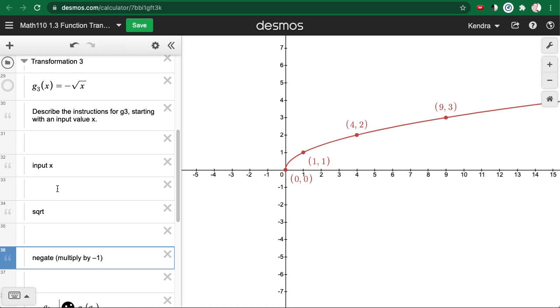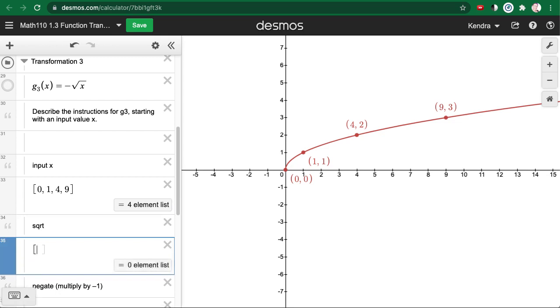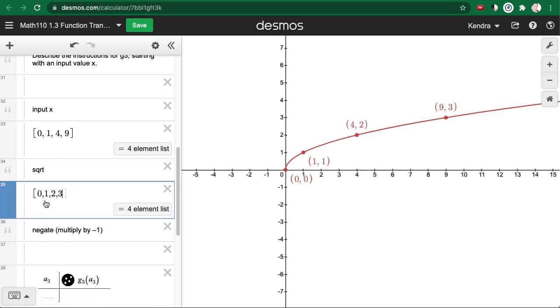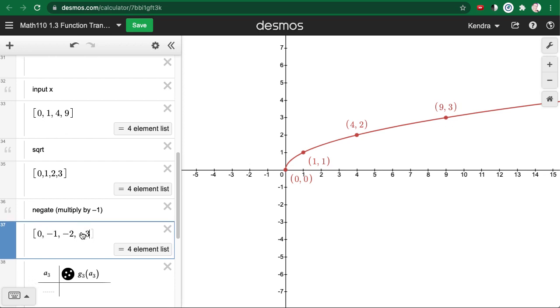Okay, so let's put our standard inputs here. We're going to take the square root of those input values. The square root of 0 is 0, the square root of 1 is 1, the square root of 4 is 2, and the square root of 9 is 3. Okay, and then we're going to multiply each of those, or take the negative of each of those numbers. So it will be 0, -1, -2, and -3. So with an input of 0, 1, 4, and 9, we should get an output of 0, -1, -2, -3.